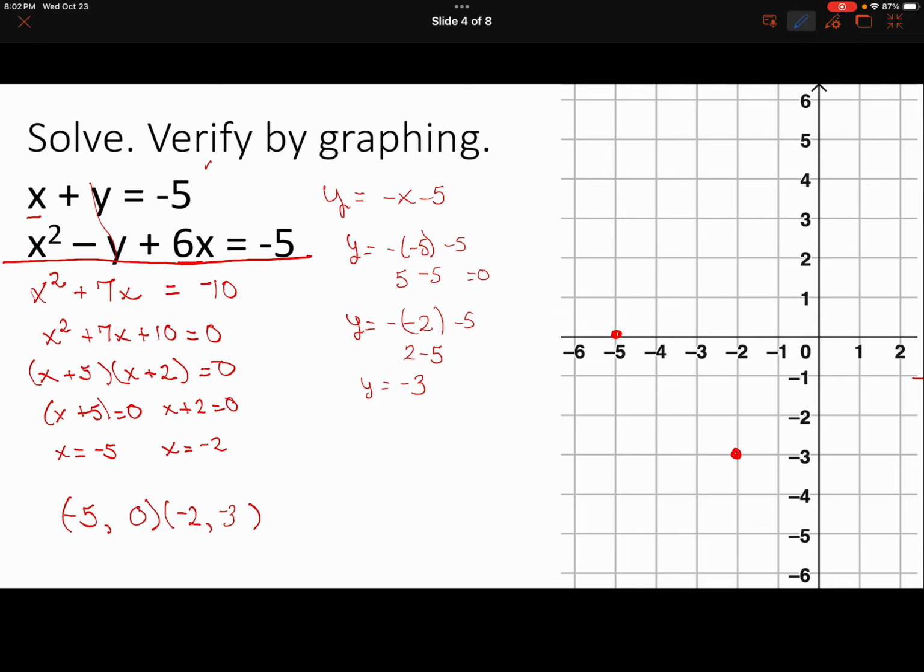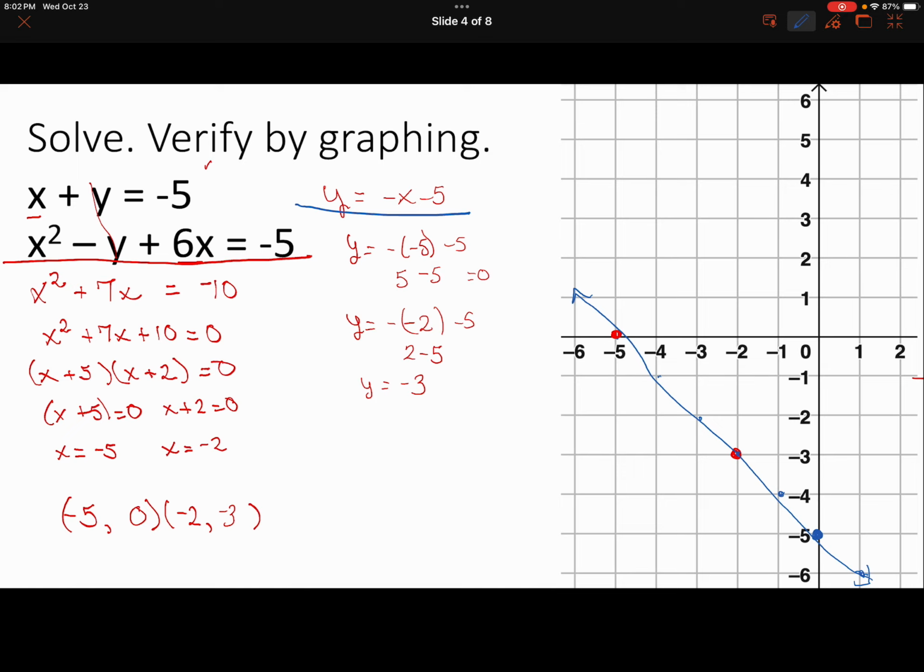To verify it, we will graph our line, which is y equals negative x minus 5. So it crosses the y-axis at negative 5 and has a negative slope, meaning falling 1, running 1, or rising 1, running 1. Well, that's good. We can see one of the points where we are intersecting and a second one. So here is our line. And now we need to find the equation for our parabola.